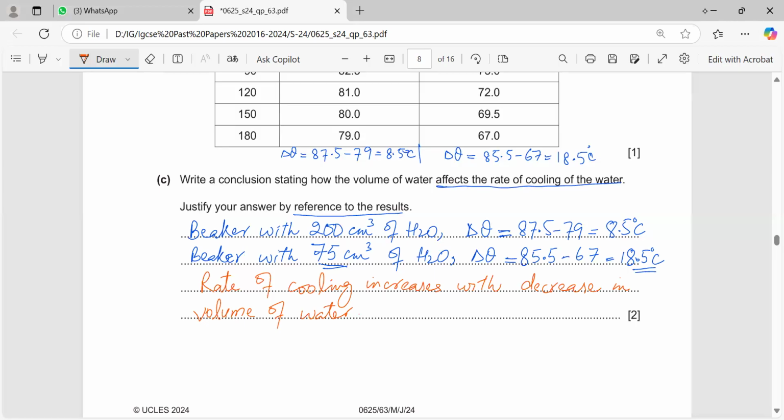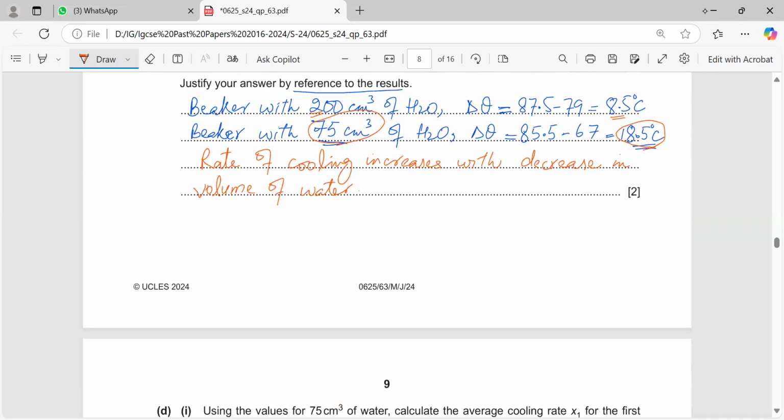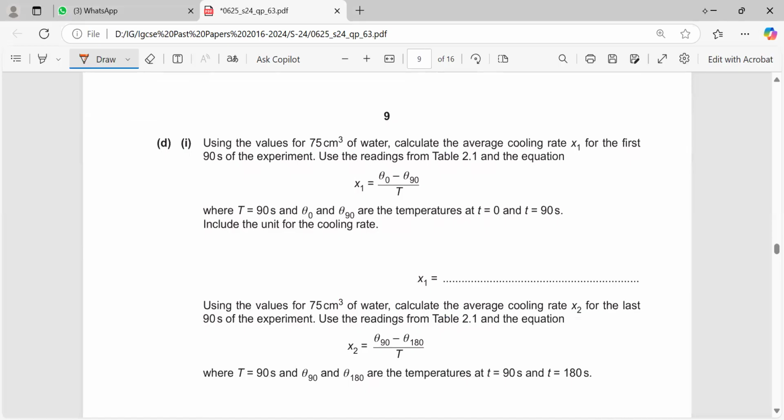And it is clear from the data. See here, temperature fallen is 18.5 degrees Celsius and the volume of water is 75 centimeter cube. When the volume of the water is more, the rate of cooling is less. Okay, I'm sure this will be very clear to you people. Now, this is very common nowadays. So using the values for 75 centimeter cube of water, calculate the average cooling rate x1 for the first 90 seconds of the experiment. Use the readings from table 2.1 and equation.